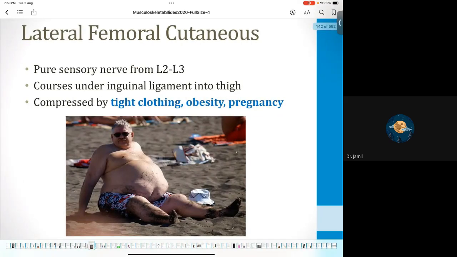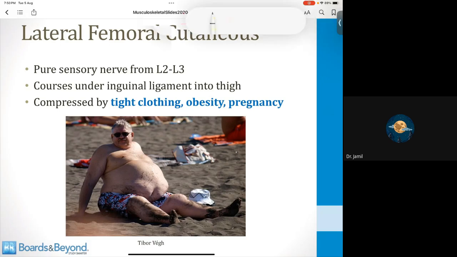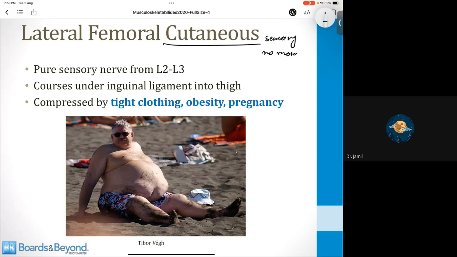The next one we are going to discuss is the lateral femoral cutaneous nerve. As the name indicates, cutaneous means it is only sensory, with no motor component. Lateral femoral: it is going to supply the lateral femur, somewhere here.